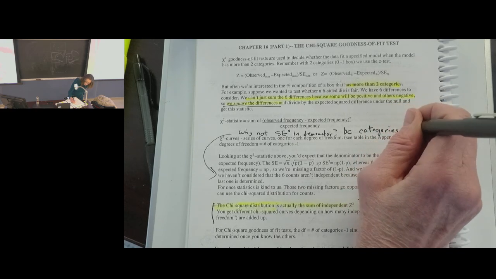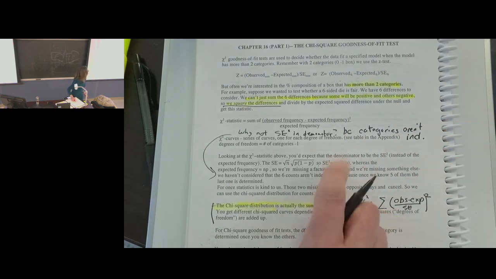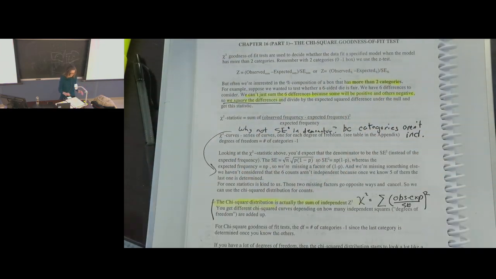But the best way to look at this is to do the example, and then you'll understand. You won't understand it until I do the example. All right? So let's do the example.